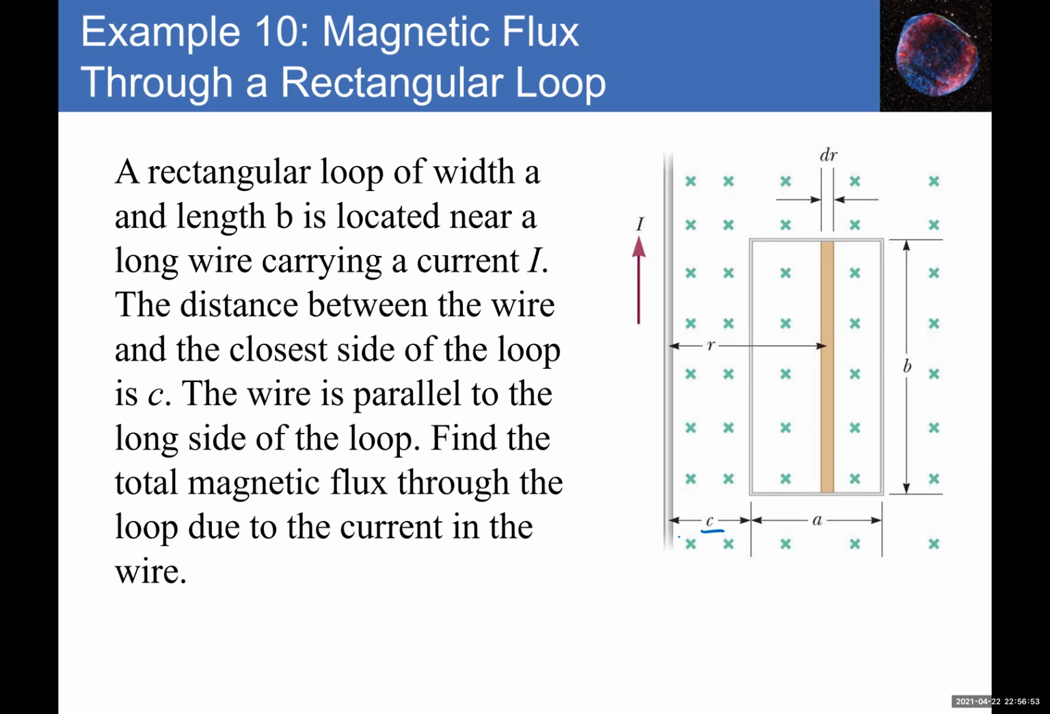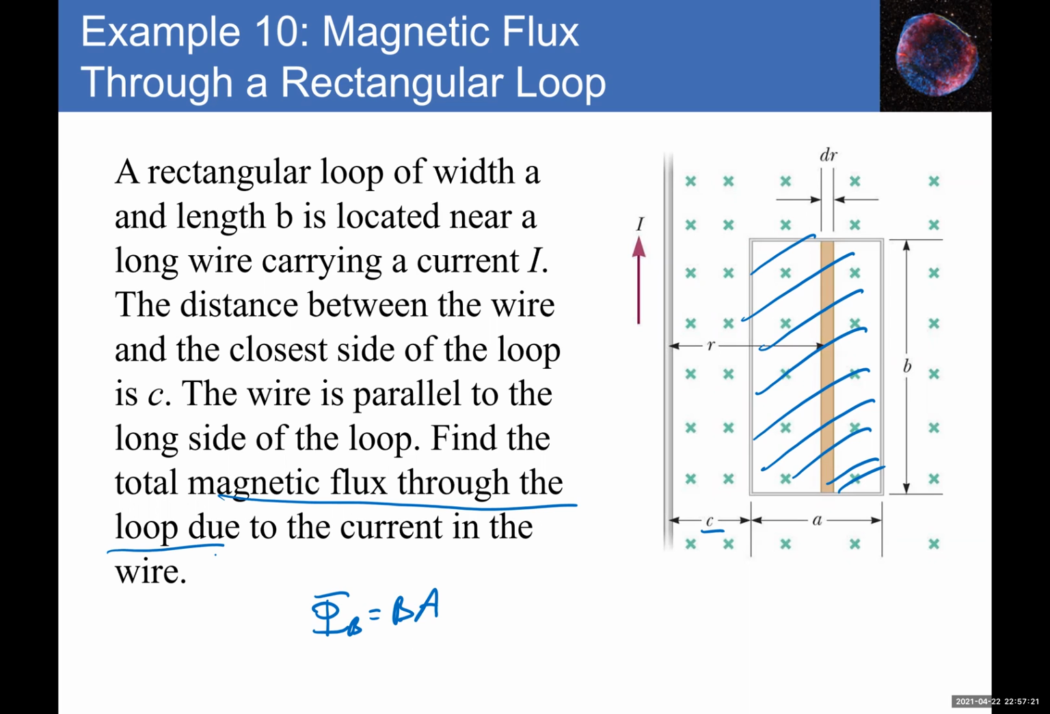Now, what we're going to do here is find the magnetic flux, and we cannot just use magnetic flux equals BA, okay? Because the magnetic field is not uniform inside this loop. And that's what we want to find, right? The magnetic flux through this loop due to the current in the wire.